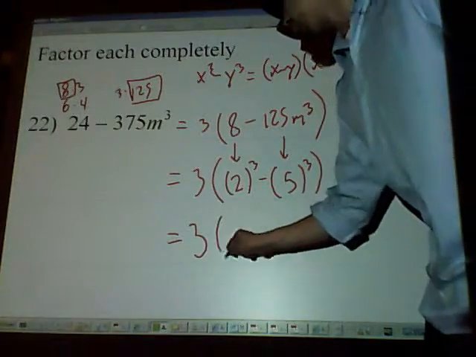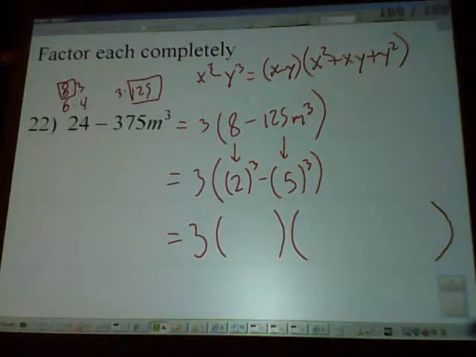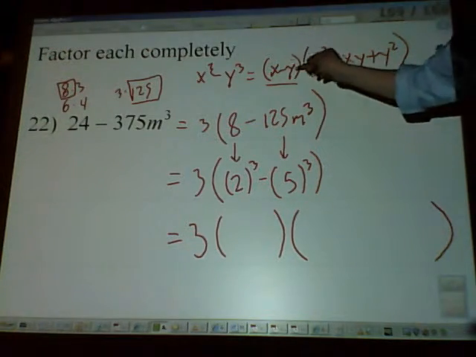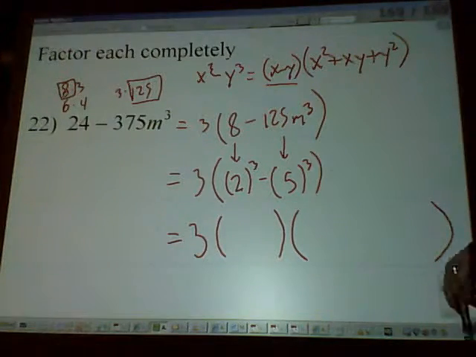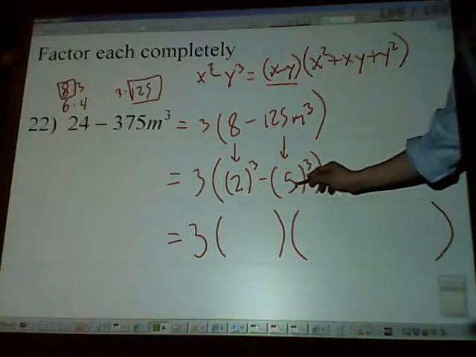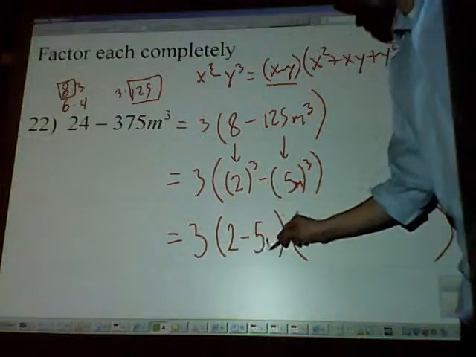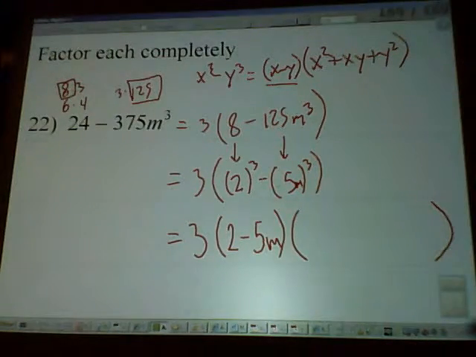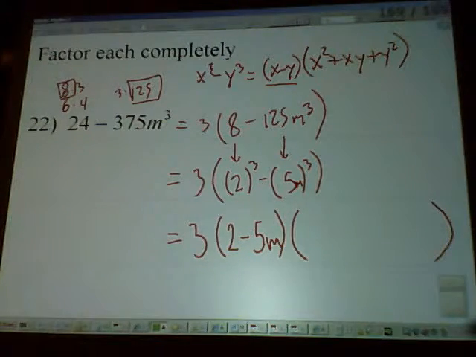Okay? So copy the 3, your common factor, and then we got all our parentheses. So the first one is just x minus y. So the first thing I subtracted minus the second thing I subtracted. So what do we got? Oh, I forgot my m. All right. So 2 minus 5m. All right. Don't forget that m in there, okay? Because I forgot it for a second.